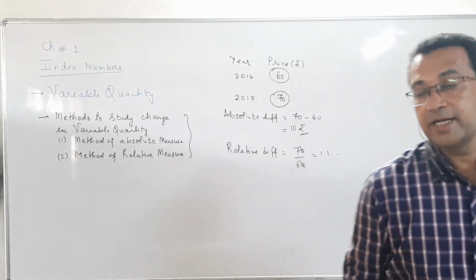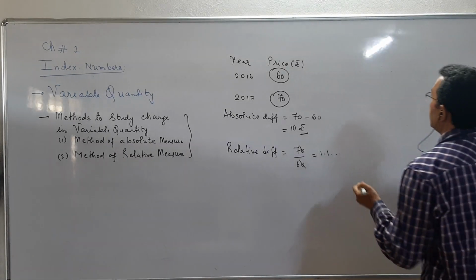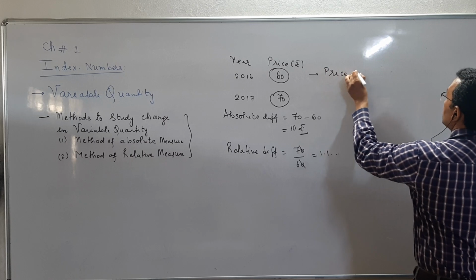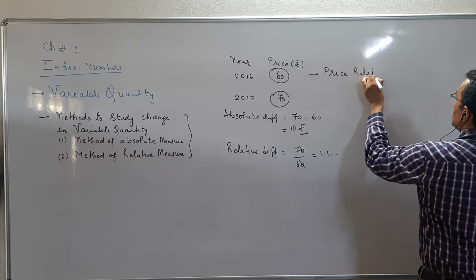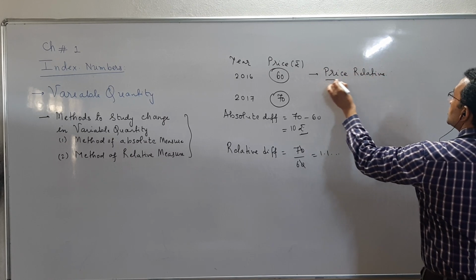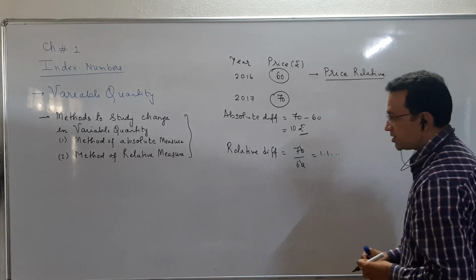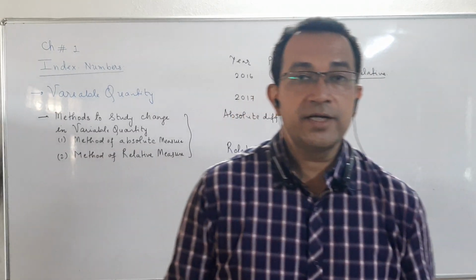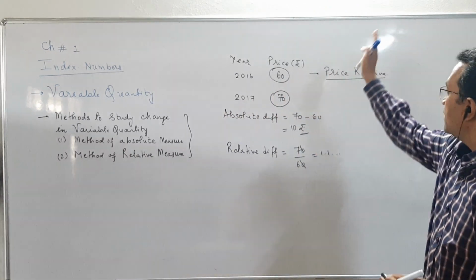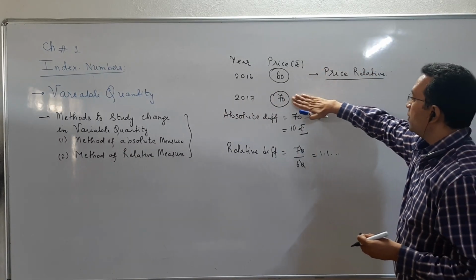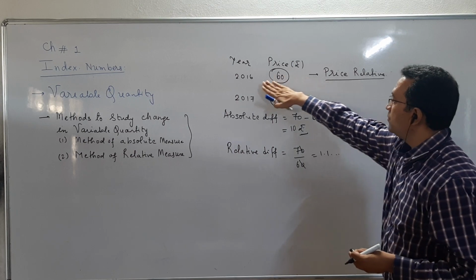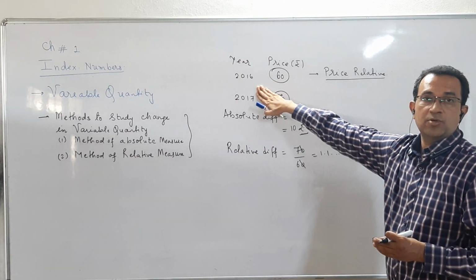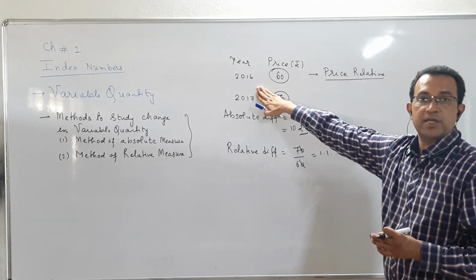Now, before defining index number, I am defining one more term, and that is price relative. I am focusing on price, so I am calling this price relative. Now, all of you pay attention. Whenever we are given the values of a variable quantity, they are always with respect to a time period, because variable quantities are always measured with respect to time.